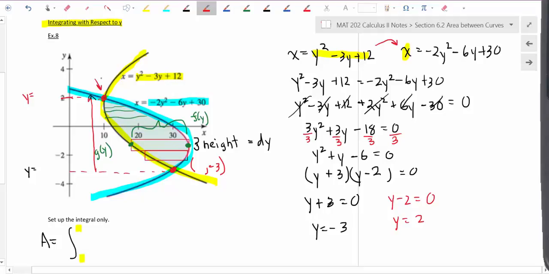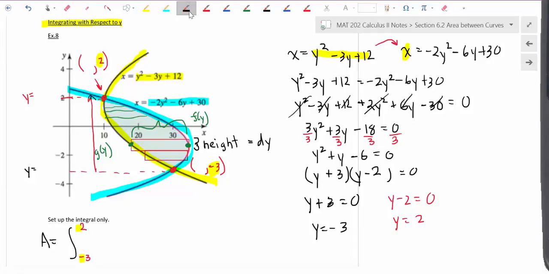So that's going to give the y value at this point, which is positive 2. So those are going to be the limits of our integration. We're integrating in the y direction, negative 3 up to 2. Okay, so we've got that established now.